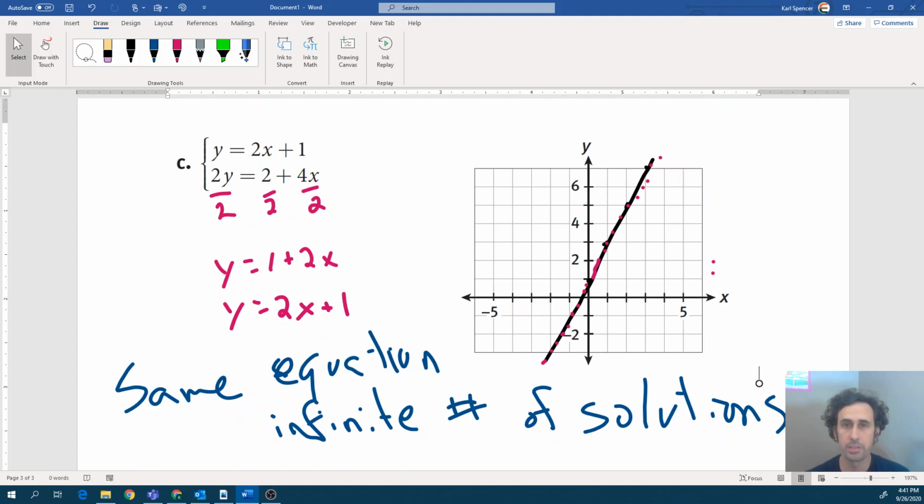Moving forward, the next video in the series will be how to use graphing, and that's where this calculator is going to come in handy. How can we graph our equations to find the solution?